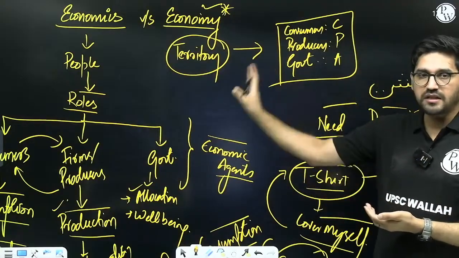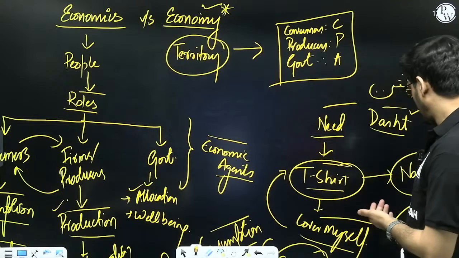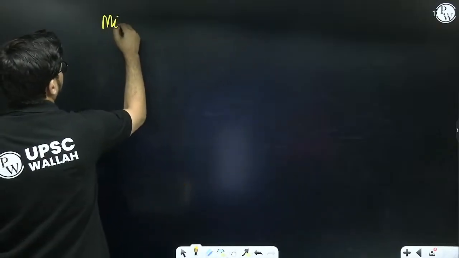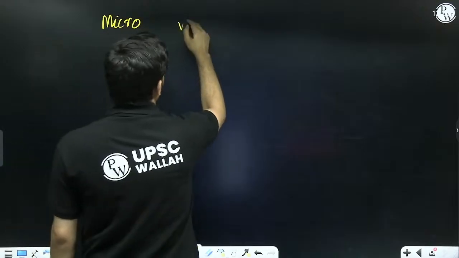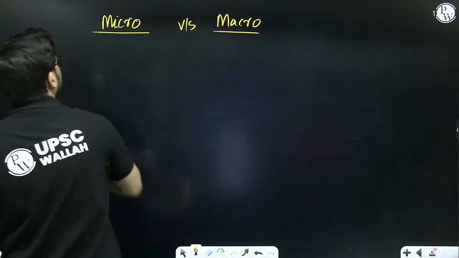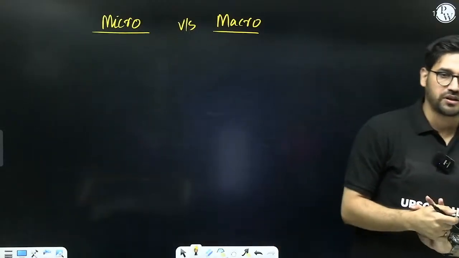Are we done with this economics and economy? Next thing we have to pick up on is types of economics. What do we mean by microeconomics? And what is macroeconomics? The difference between micro and macroeconomics.